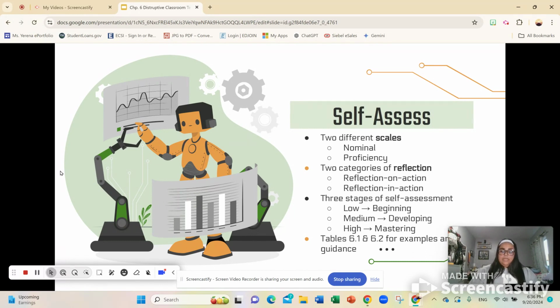An example of this can be viewed on page 91, where a 3-point teacher proficiency scale is shown in table 6.1. And then in 6.2, pages 91 to 94, an example of self-assessment categorized by each of the 3 stages, a part of the framework, is elaborated there as well.